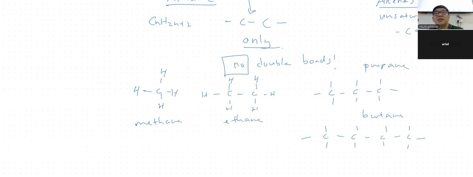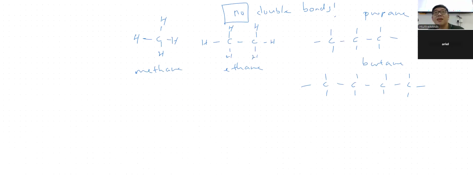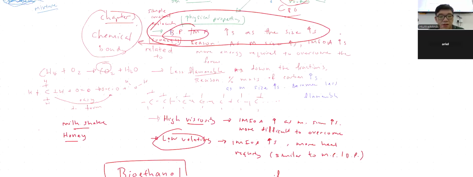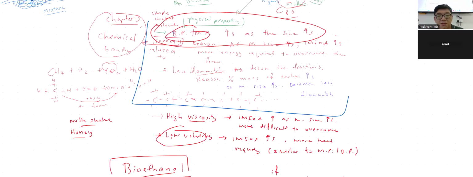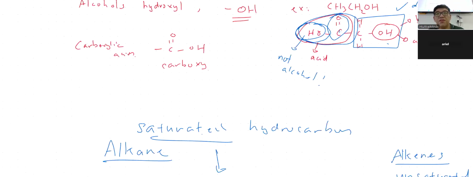And then the properties. The physical properties will be as per usual in that table just now: high viscosity, low volatility, all the same. So just repeat.